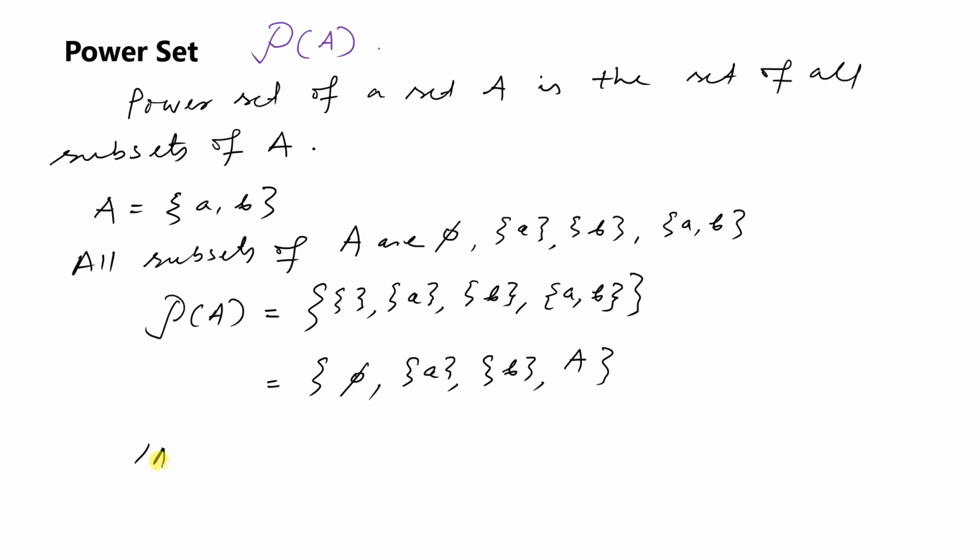What is the cardinality of A? Two elements are there, so it is two. What is the cardinality of the power set of A? Four.